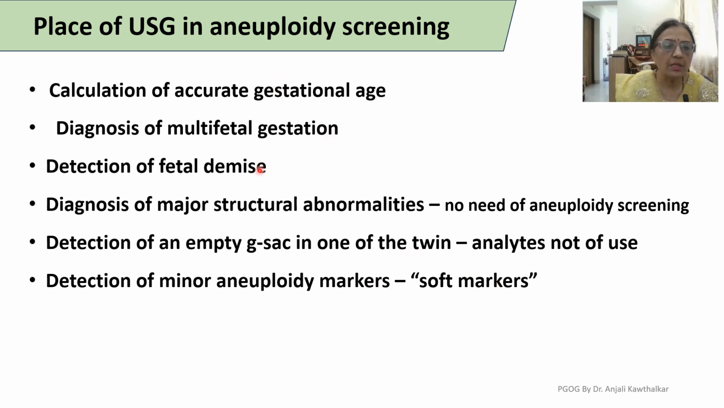So these are the 6 advantages of doing ultrasonography whenever we want to do aneuploidy screening: calculate the gestational age, diagnose multifetal gestation, diagnose fetal demise, diagnose major structural abnormality necessitating diagnostic testing, diagnose a co-twin demise or empty gestational sac, so that again we know that the analyte test can become false positive, and detection of minor aneuploidy markers, which are also called soft markers.